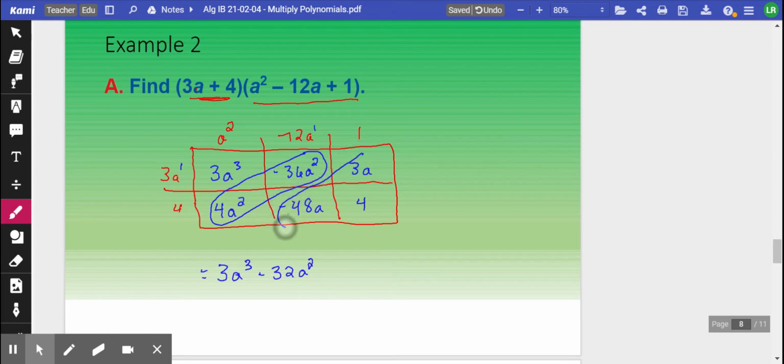I also have these a's that need to get added up. Negative 48a plus 3a, that's negative 45a. And don't forget about that 4, plus 4. That would be my answer.